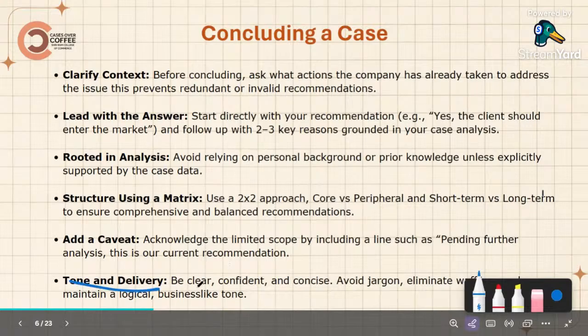And the tone and delivery: be clear, confident, precise, and try to avoid technical jargon. And that's it. You're good to go.